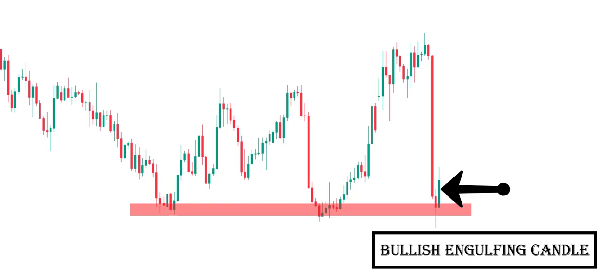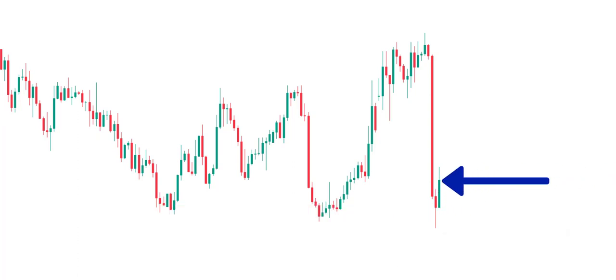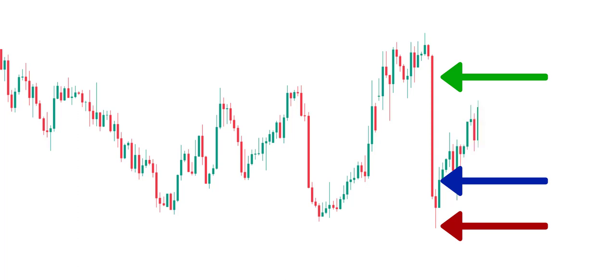As you can see, the body of the green candle entirely overlaps the small red body of the previous candle. So we buy here and keep our stop loss below the low of the candlestick pattern. We can place our targets at a 2:1 risk to reward ratio. And as you can see, we generated profits in this trade.